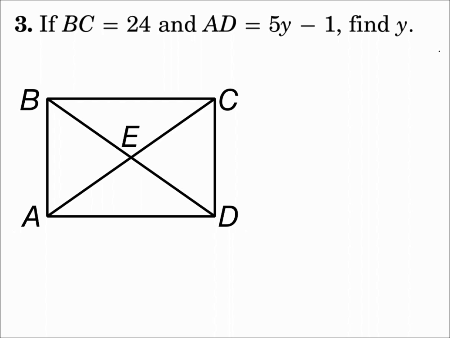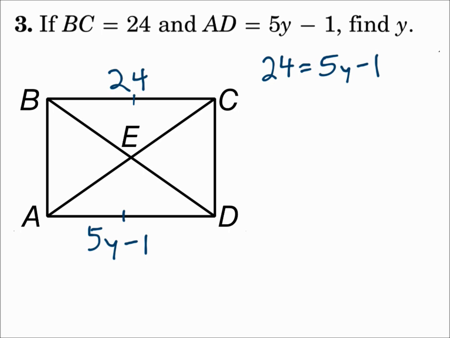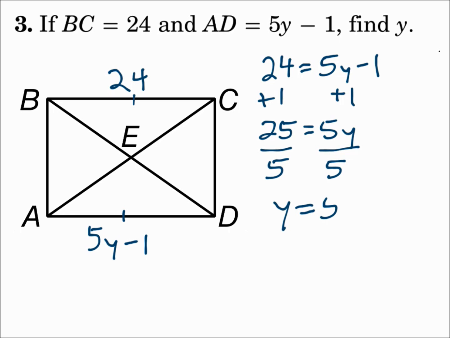Number 3, if the measure of segment BC is 24, and the measure of segment AD is 5y minus 1, find y. Well, in a rectangle, opposite sides are congruent, so those measures are equal. 24 equals 5y minus 1, and solve for y. Add 1 to each side, and divide both sides by 5. So y is 5. In a rectangle, opposite sides are congruent, so make their measures equal.